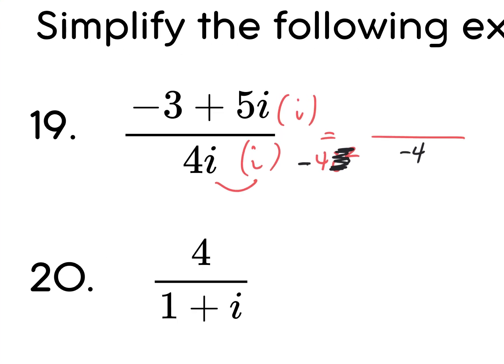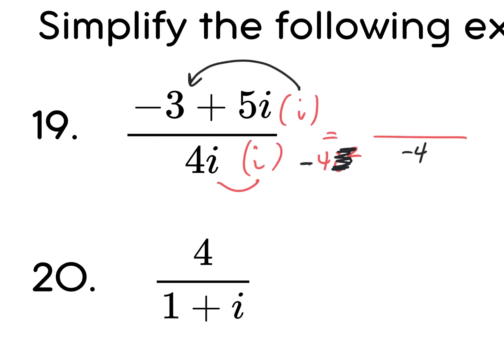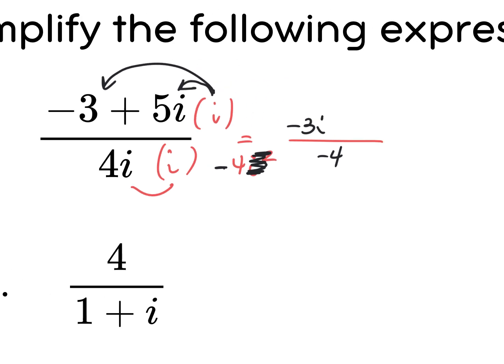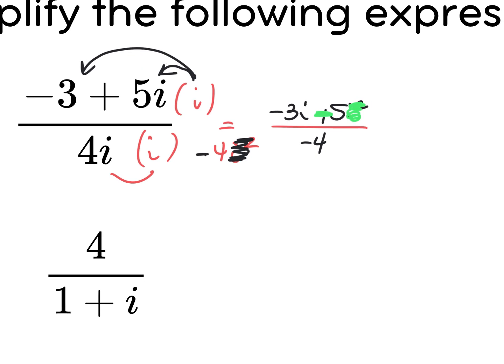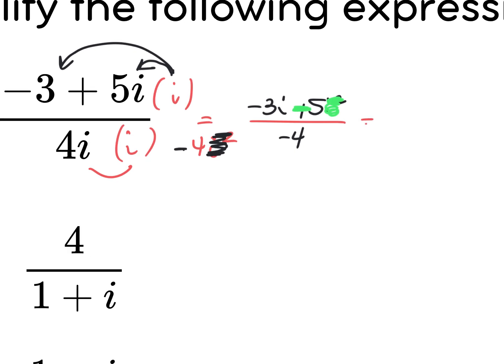And now we just distribute. What is i times -3? -3i. And then what's i times 5i? Plus 5i squared. As soon as you see an i squared, what do you do? Cross it off and you change the sign in front. And you always want to write this in standard form, guys. When you write it in standard form, what comes first? The real part or the imaginary part? The real. So it'd be -5 minus 3i over -4.